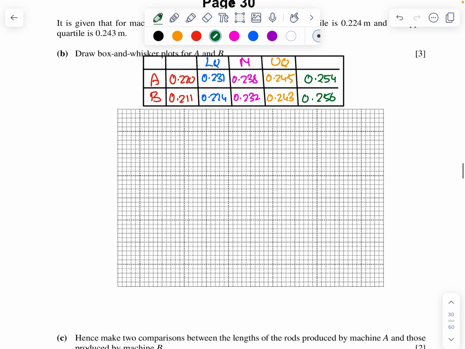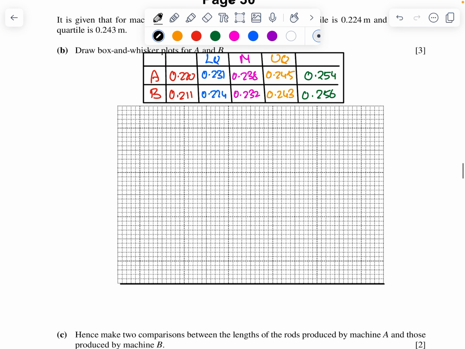So we have to plot them with a proper graph. So 220 to 256. This will be 0.220, 0.230, 0.240, 0.250, 0.260. These are the points.